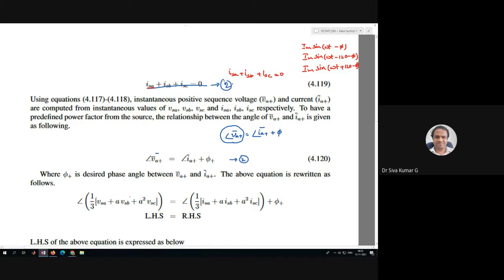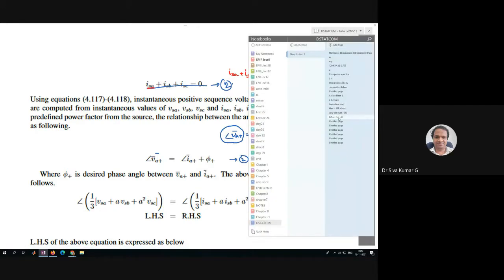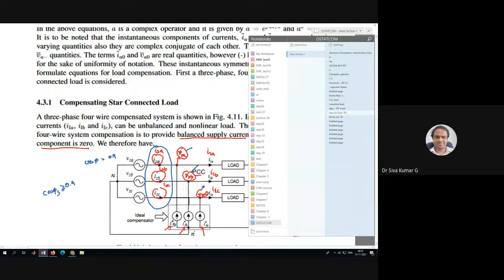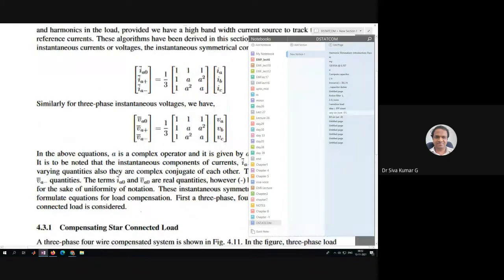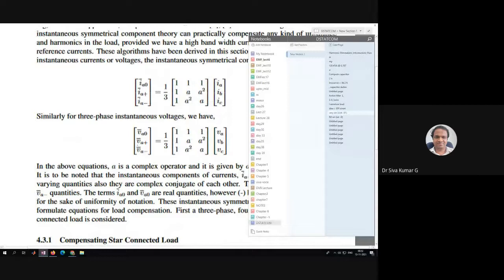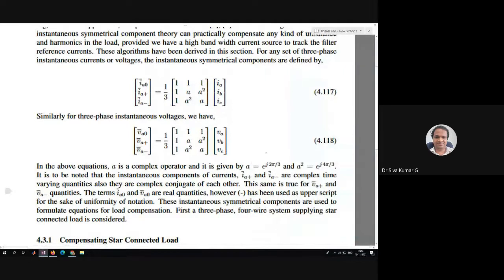Now, the positive sequence, how you can write it: 1 by 3 times VSA plus a times VSB plus a square times VSC. You can see this particular equation. The positive sequence voltage, the instantaneous VA positive, is equal to 1 by 3 times VA plus a times VB plus a square times VSC.